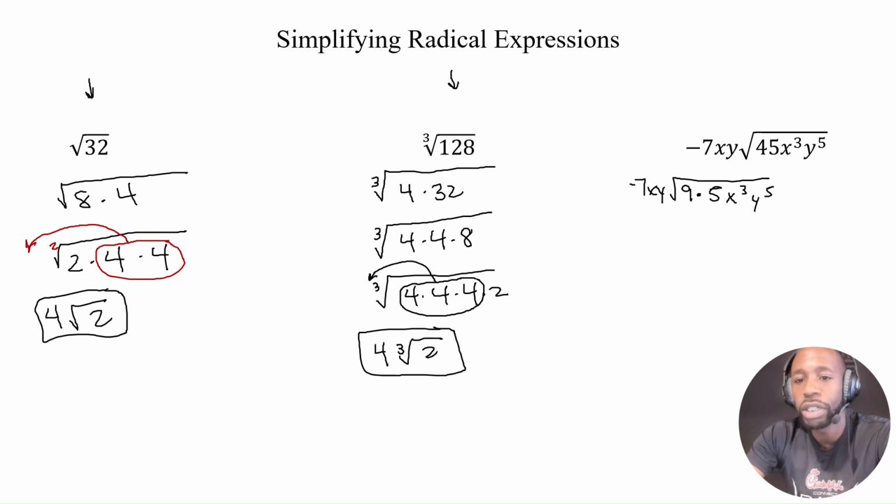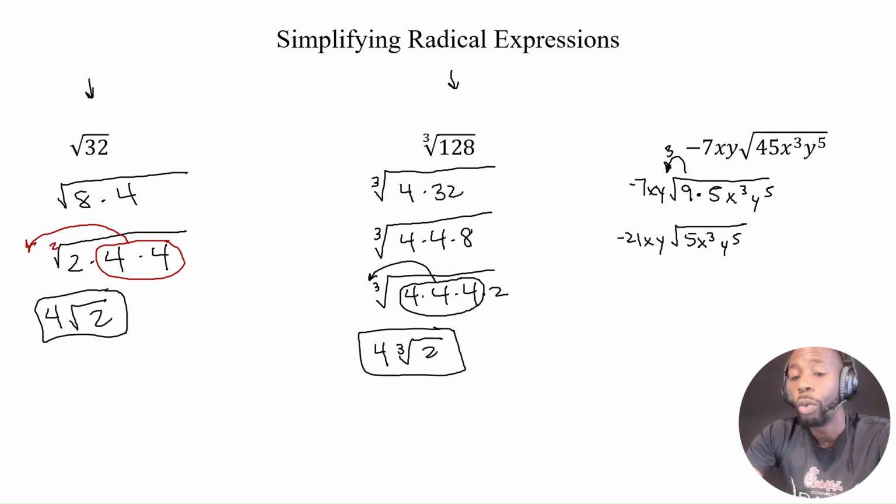Is there anything we can take the square root of under here? Well, let's deal with the number first because we can do that with these variables as well. We can take the square root of 9, which is 3. So that comes out as a 3 on the outside. Negative 7 times 3 is negative 21xy. And then underneath we have 5 x cubed y to the fifth.